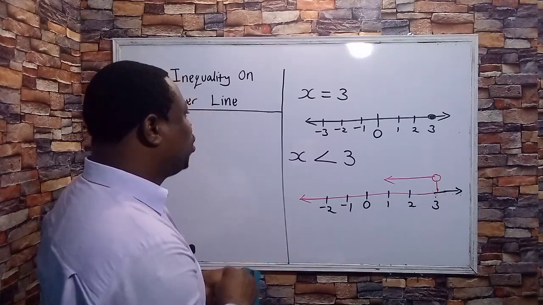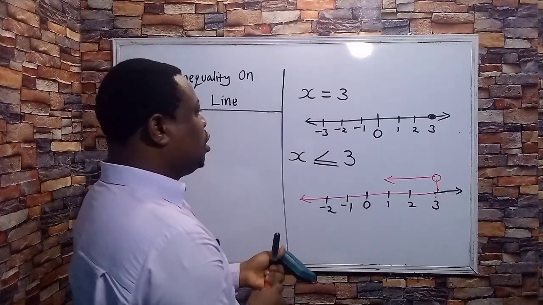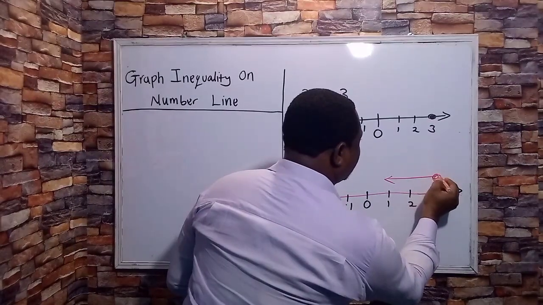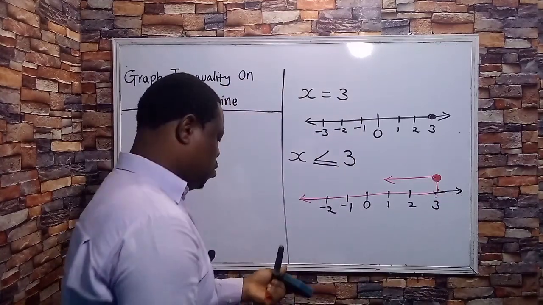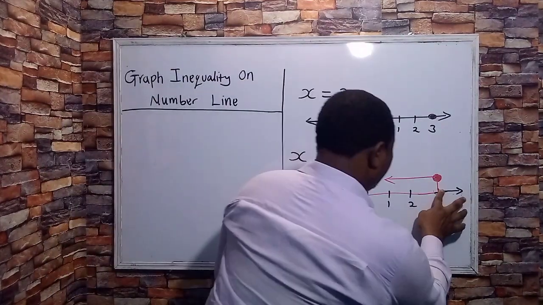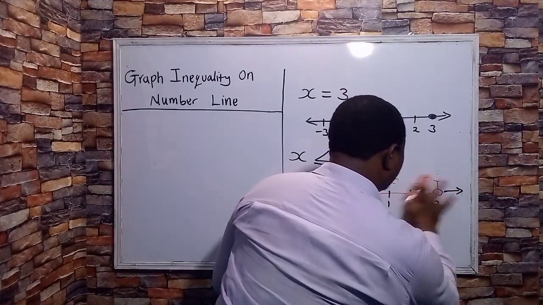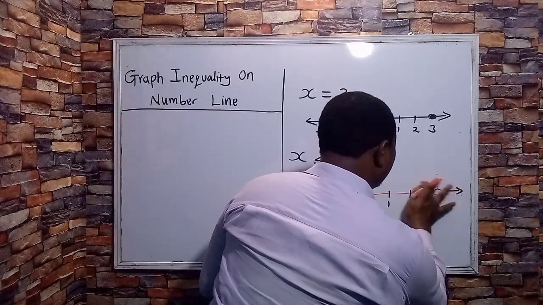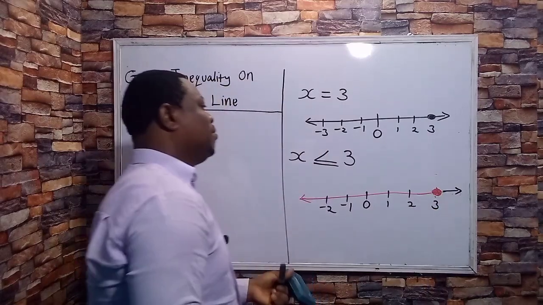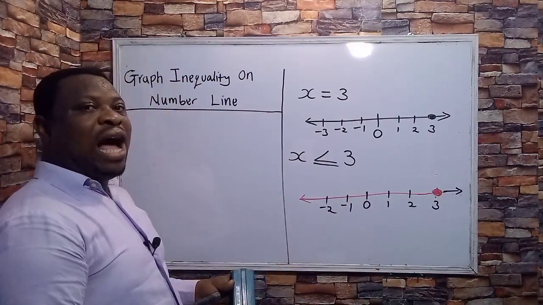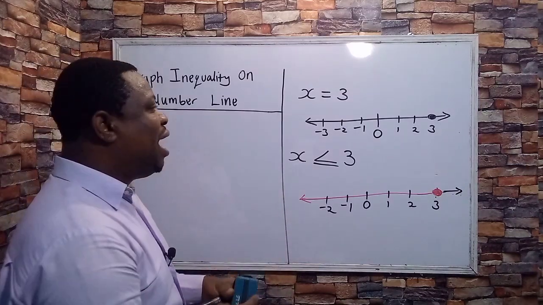Then if we put an equal to sign with it, it simply means you shade the space in between. Or if it is this other one, you shade the space in between. That is exactly how to draw the graph of inequality on a number line.